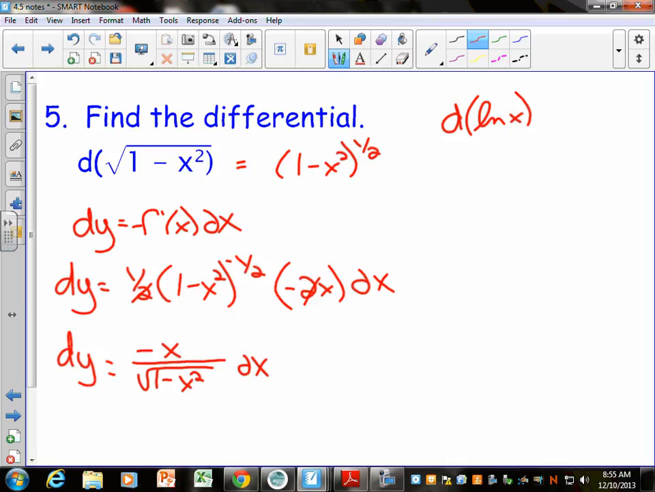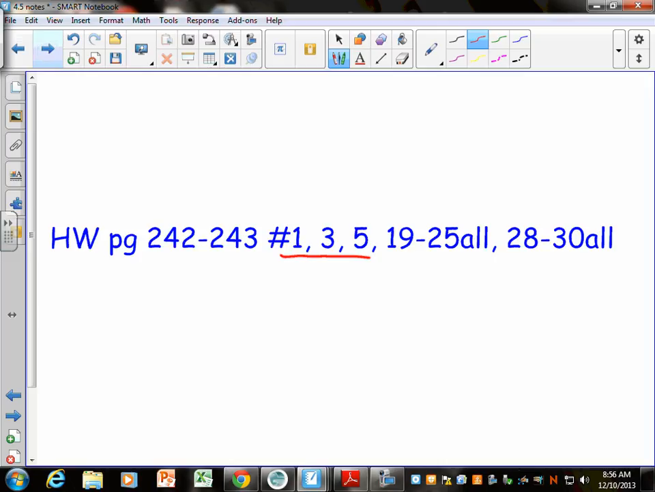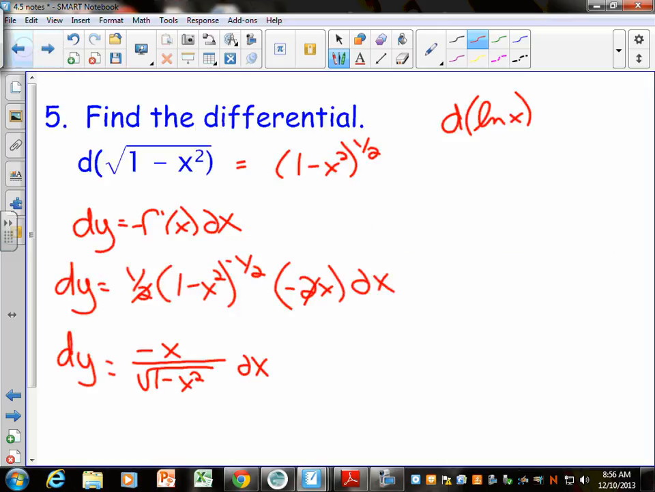You mean like with the dx up here? Multiplying by dx out here is the same as putting dx up there. So it's just whatever you like. That's what's awesome about math.